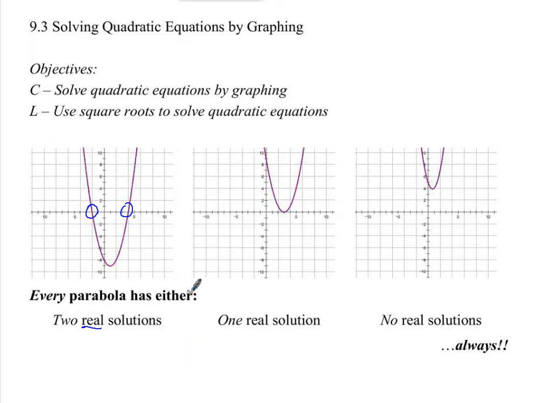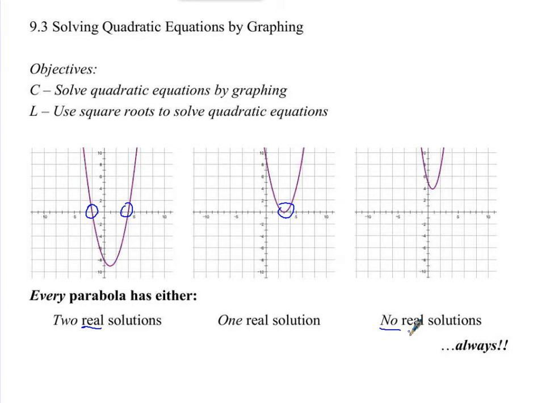Every parabola has either two real solutions, meaning the parabola crosses the x-axis twice, or one real solution, meaning that what is sitting right on the x-axis? What is that? The vertex just sits right on the x-axis right there, which means that this parabola just touches the x-axis at the vertex. Only one time there. Or, in this case, does the parabola even touch the x-axis here? No, it never does. So that's why there are no real solutions.